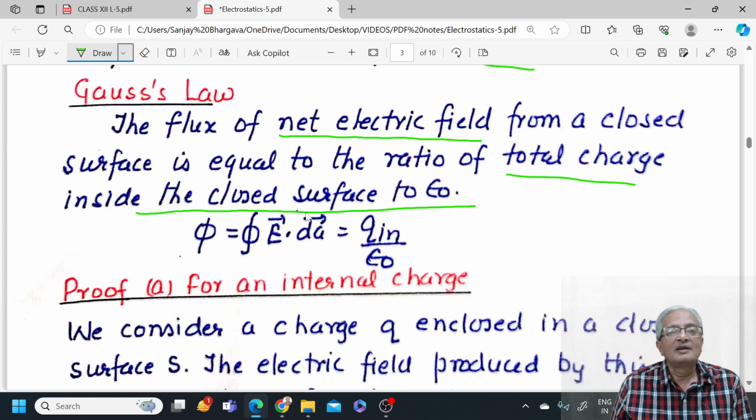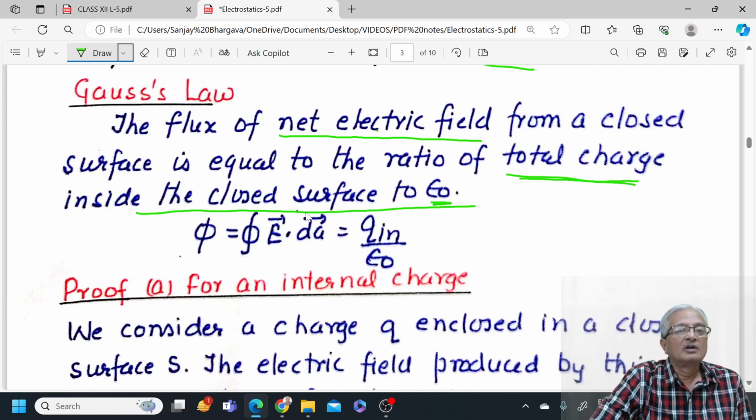What does that mean? It says electric field can be produced by the charges inside the closed surface as well as outside the closed surface. But the flux would only depend upon the ratio of total charge inside the closed surface to epsilon 0. So flux will only depend upon the magnitude and the polarity of the charge inside the closed surface, while the electric field may be contributed by the internal as well as the external charges.